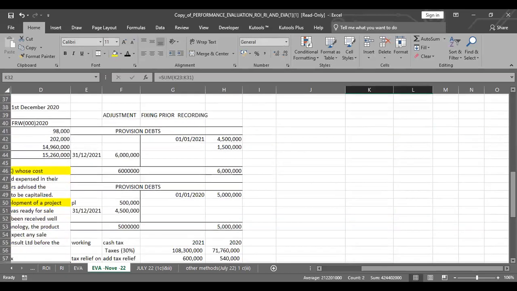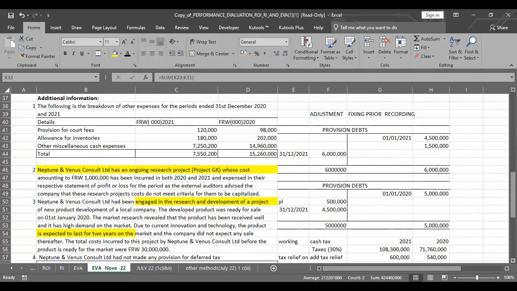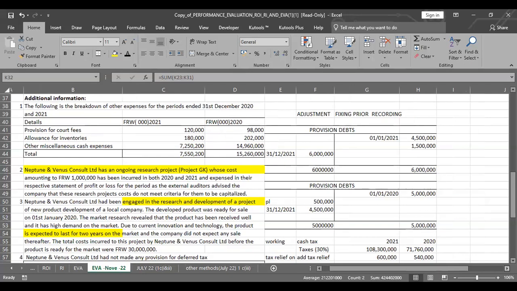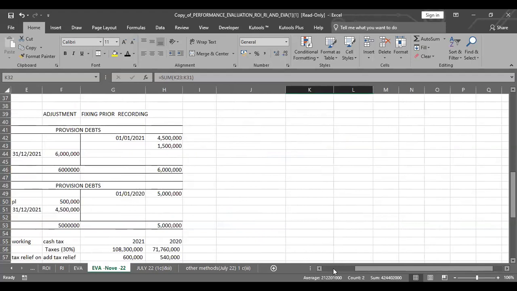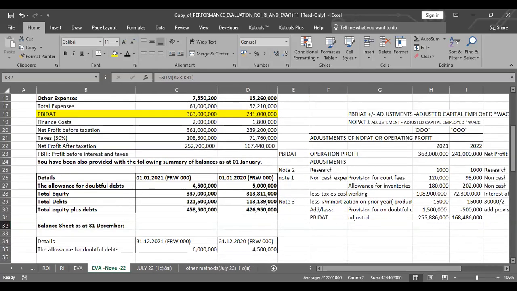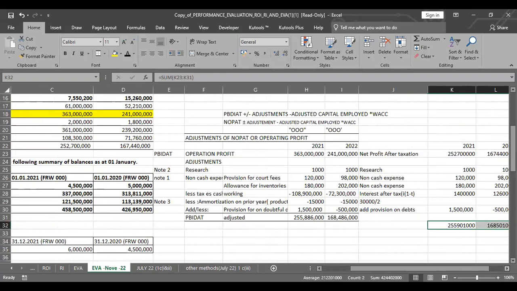If you check here previously, they say Neptune and Venus Limited engaged in research and development of a new product, the local company, and the development was already for sale by that period. The market research revealed that the product was selling well and it had high demand. The total cost incurred on this project by Neptune and Venus before the product was ready for sale was that. So it means probably previously they had not deducted it, they capitalized it, because they were making a certain issue on it. So all that makes sense for us to know how to deal with it from that case, and that is what we need to fix up.